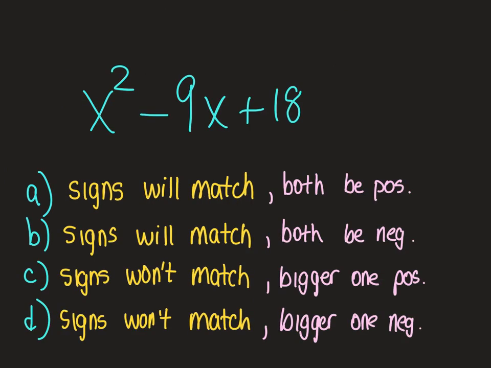All right, you have one and only one question in this video. Looking at this polynomial, A and B both say that they think the signs will match. So inside of our parentheses, if you choose A or B, you're saying that the signs will match. But in A, they'll both be positive, in B, they'll both be negative. If you're picking C or D, you're saying that the signs won't match. One will be positive, one will be negative, they'll be different signs. If you pick C, you think the bigger factor will be positive. And if you pick D, you think the bigger factor will be negative. All right, good luck.